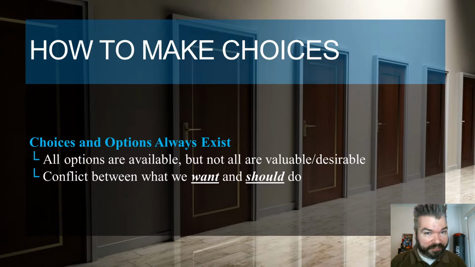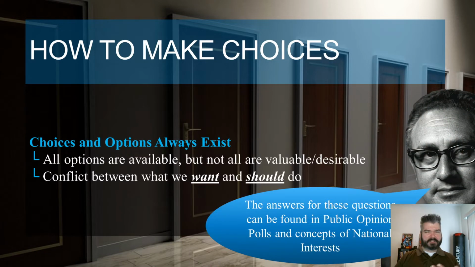So all options are in fact available, but not all are valuable or even desirable. There is a conflict between what we want and what we should do. And how do we answer this question? Well, we look to public opinion as to what we want. Seriously, just literally ask the public, hey, what do we want? And what we should do, the answer to this question is found in the concept of national interest. So, without any further delay, let's dive into national interest, because this is a critical, key component of foreign policy.